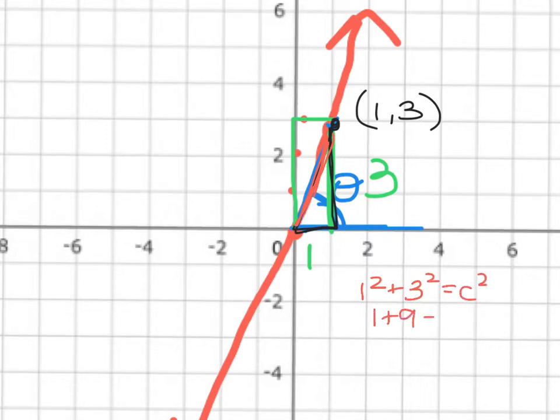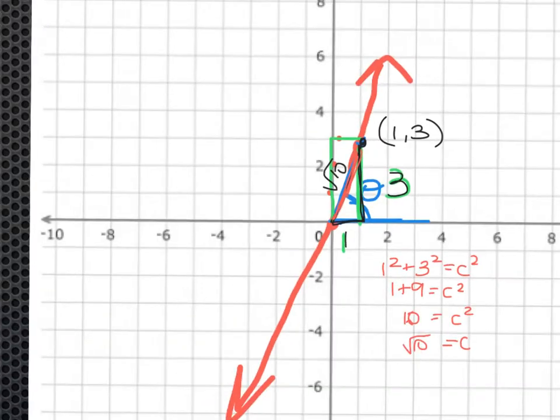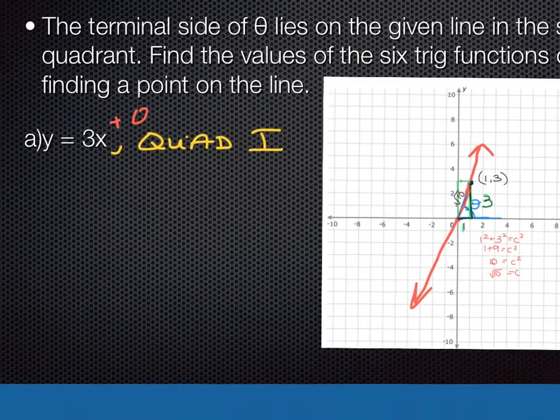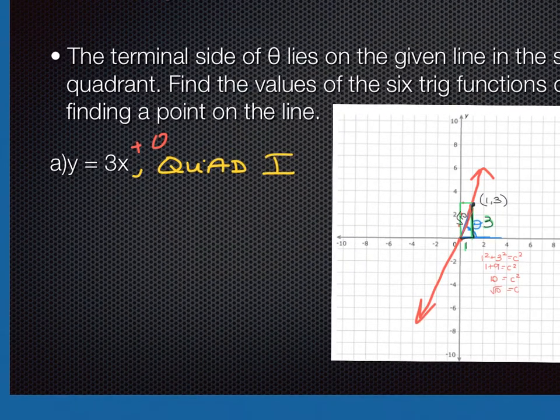1 plus 9 equals c squared, and c squared is 10. So c equals the square root of 10. Now I've got all 3 side lengths: 1, 3, and root 10. And from there, I can find my 6 trig functions.